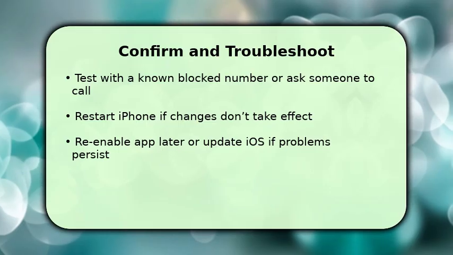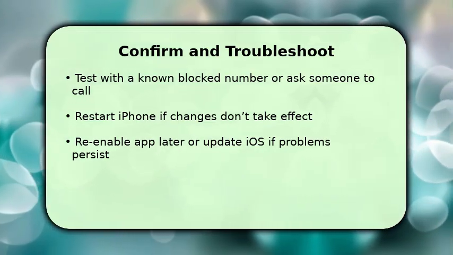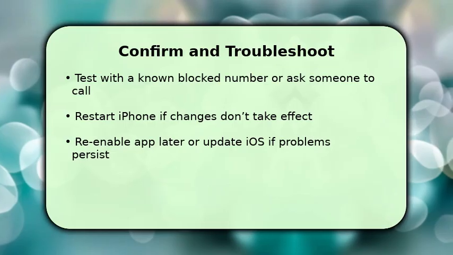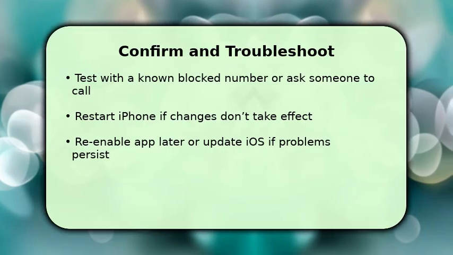If problems persist, update iOS or temporarily uninstall the spam app, then reinstall. This often clears permission issues. Remember, toggling back on is the same steps in reverse if you need protection again.